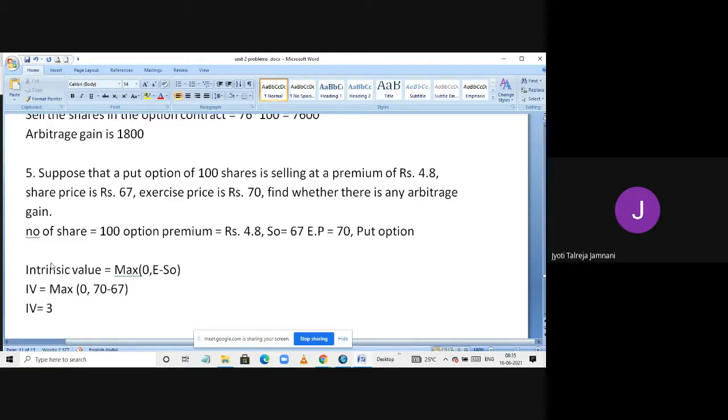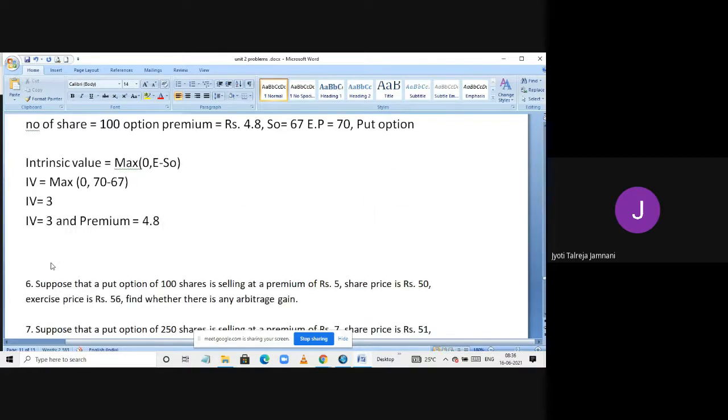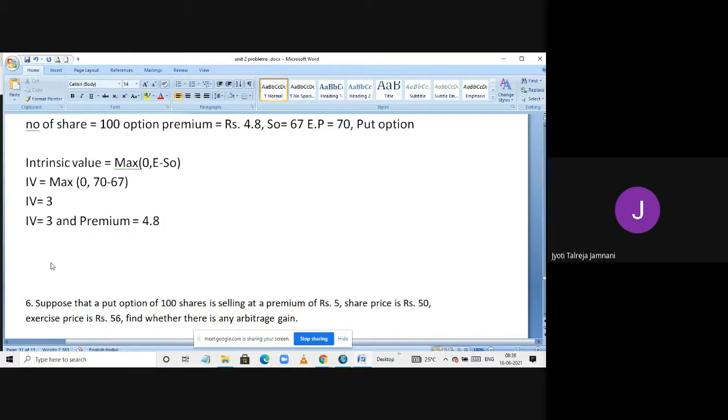Now we compare the intrinsic value and the premium. Premium is 4.8 rupees. Okay, both are different. That means there is arbitrage possible. But if you see, the gain is 3 rupees and the premium is 4.8. So from the option you're gaining only 3 rupees, but you're paying 4.8 rupees. So is the option overvalued or undervalued? Premium is greater than intrinsic value. Overvalued. So the option is overvalued.